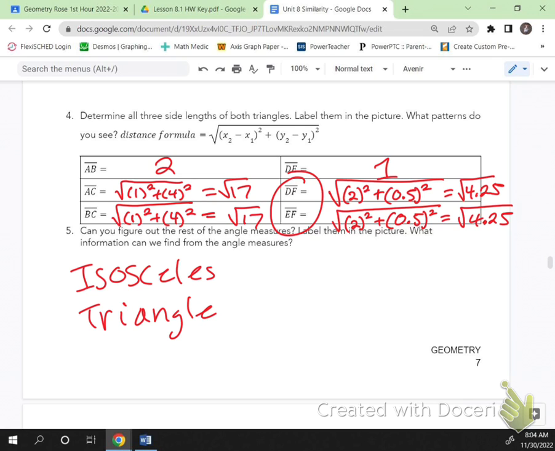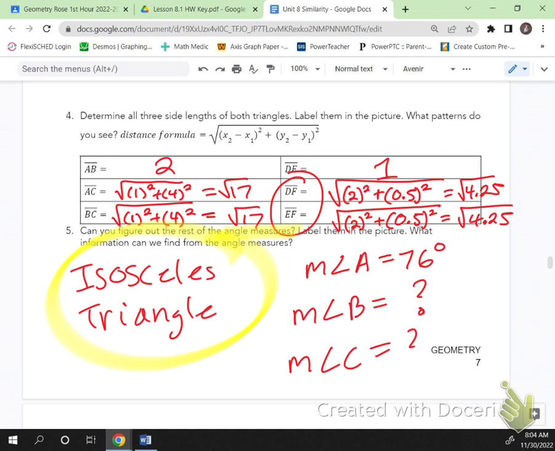Right now with your partner, I want you to figure out the angle measures. Again, good review for our final exam. If you know this is an isosceles triangle, they told us one angle. Can you figure out the other 2 angles? Turn and talk with your partner. Go. The measure of angle A is 76. What's the measure of angle B? What's the measure of angle C? All good review. Your final exam's coming up soon.